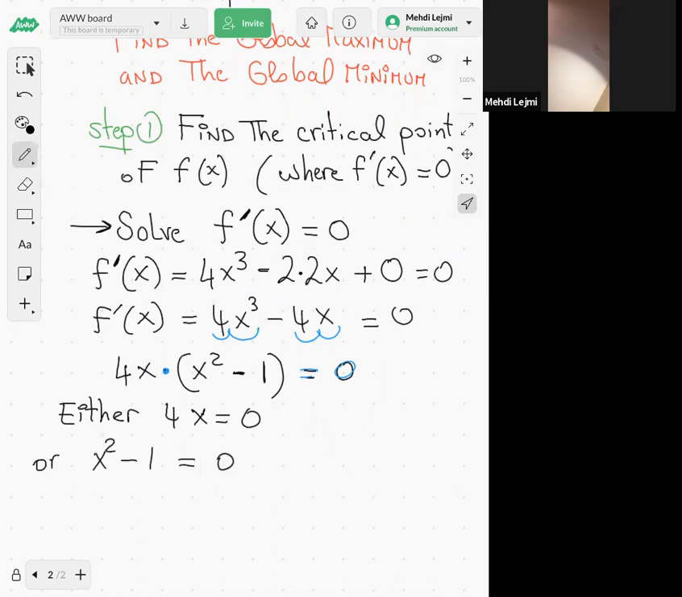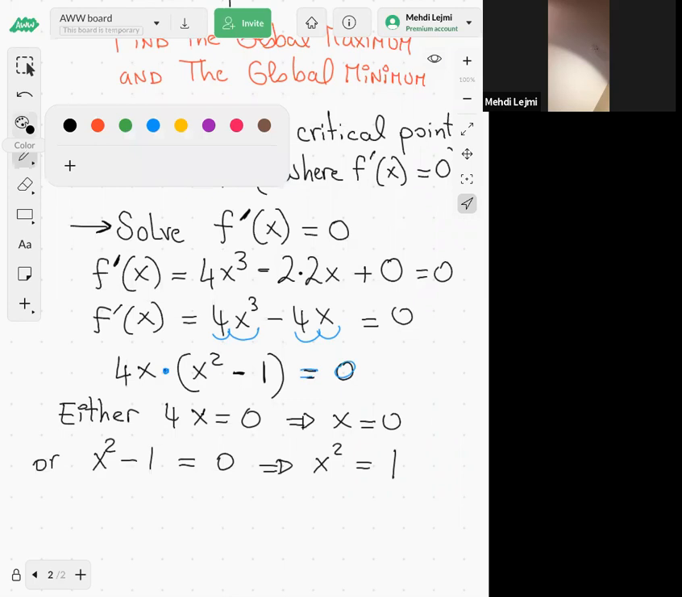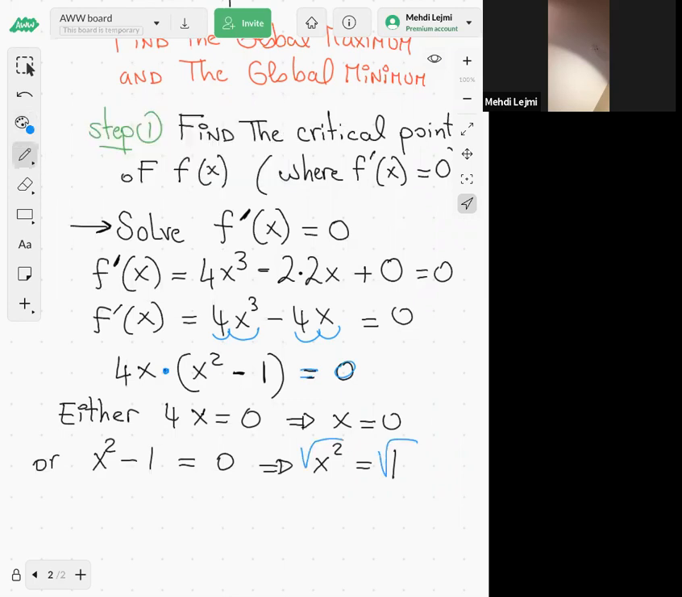Okay. So 4x is 0, then x is equal to 0. x squared minus 1 is 0, then x squared is equal to positive 1. Then you have to get rid of the square, so you apply the square root to both sides. But because it's an even power, you need the plus or minus, right?